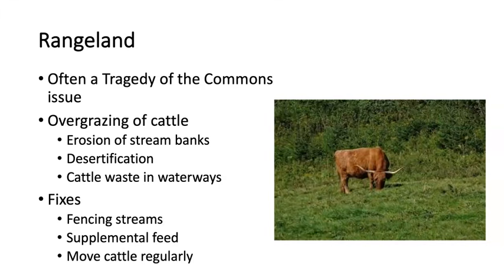So the way we can fix this is make sure streams are fenced or protected in some way, supplement the cows' feed to prevent them from eating all of the grass in the area, and also moving the cattle from range area to range area on a regular basis can help prevent them from overfeeding on the grass.